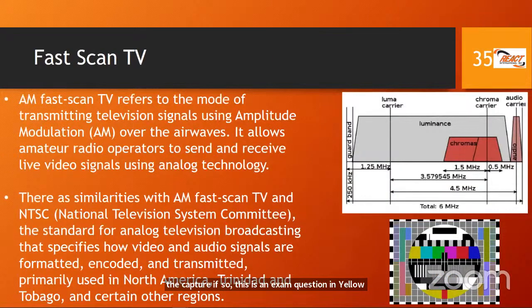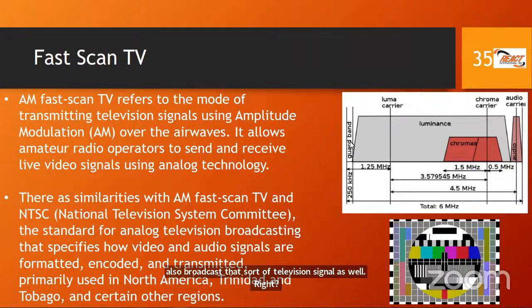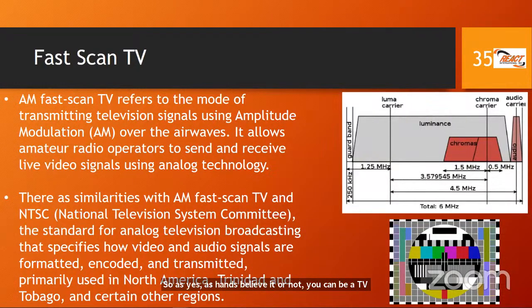Right, so we did say we were coming to Fast Scan TV. So think of Fast Scan TV just like your broadcast TV, free to air, that still exists in many places. Hams also broadcast that sort of television signal as well. Right, so yes, as hams, believe it or not, you can be a TV broadcaster in that sense, right? Not at the same frequencies that the broadcast TV stations will use. You have to use your own allocated amateur radio frequencies.